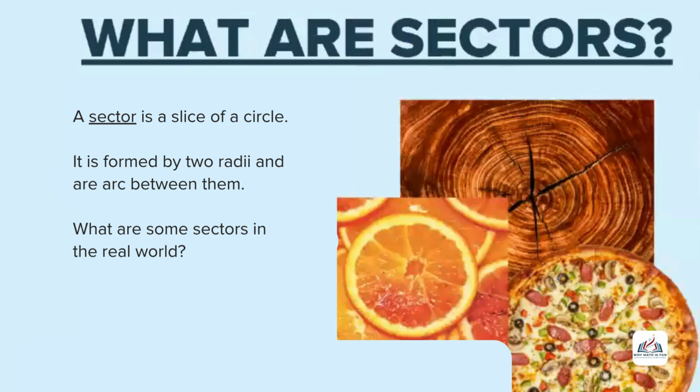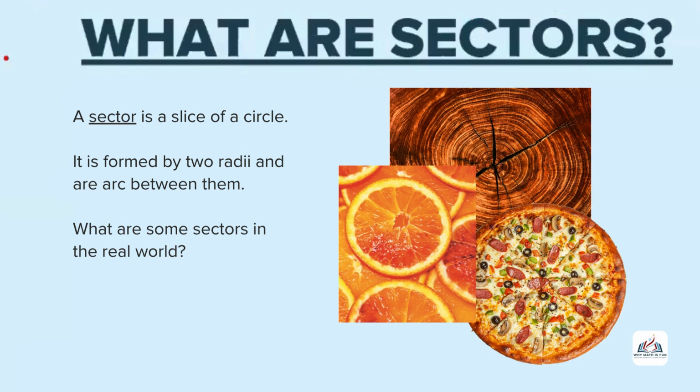Before we find the area of a sector, we need to understand what a sector is. A sector is a slice of a circle. For example, you can think of a sector as a slice of pizza, a piece cut out of a wood log, or a sector of an orange. And it is formed by two radii and the arc between them.